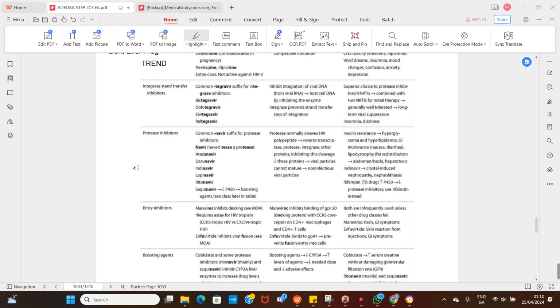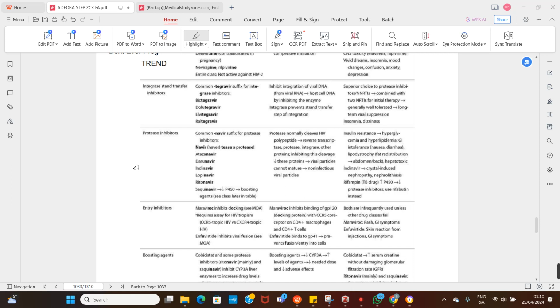Then the integrase strand transfer inhibitors. So it's basically just the drugs that are inhibiting the integrase. Just think about the gravirs. Those are the integrase inhibitors: bictegravir, dolutegravir, raltegravir. You don't need to learn everything. Just know one or two. Dolutegravir is easy to remember. Once you see the gravir, it's the integrase inhibitor they are talking about.